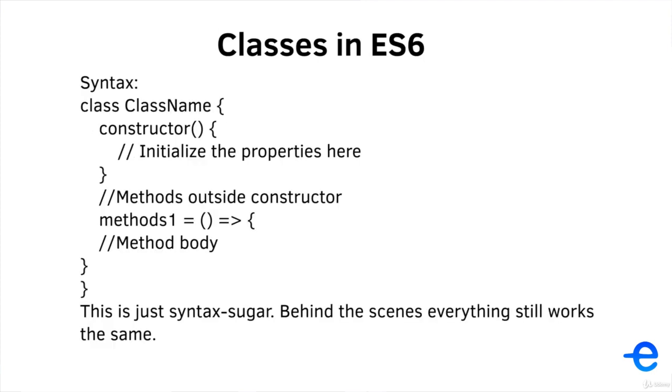We use the class keyword followed by the class name, and the class name should start with a capital letter, so it's just a standard. Inside the class, we have our constructor function where we initialize the properties, and outside the constructor function, but inside the class, we have our methods.